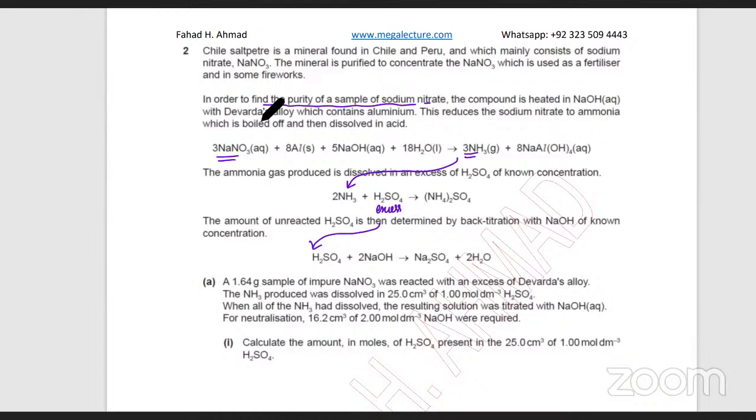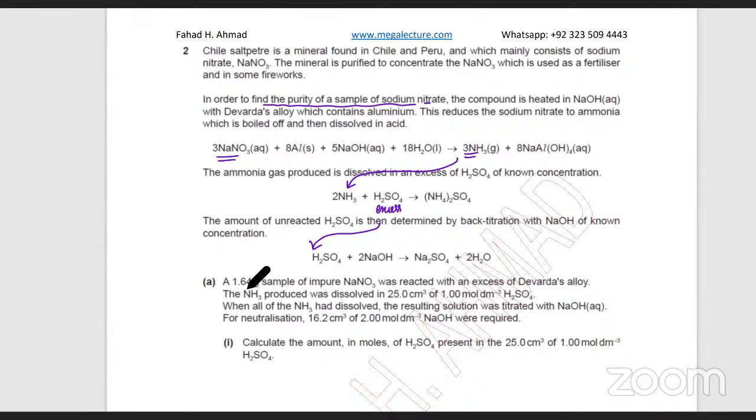And overall what is happening? You took NaNO3, ammonia gas got produced. Ammonia gas was dissolved in sulfuric acid. It was in excess. Some of the sulfuric acid was unreacted. So that unreacted sulfuric acid was then added to NaOH. Okay.